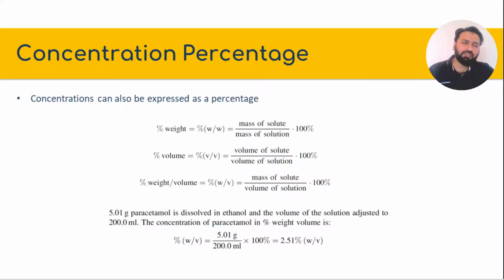So concentration can also be expressed as a percentage. You can see that there are the following definitions which are used: percentage weight by weight, percentage volume by volume, and percentage weight by volume. When we express the concentration as a percentage, it is very important to specify whether percentage weight, percentage volume or percentage weight by volume has been used.